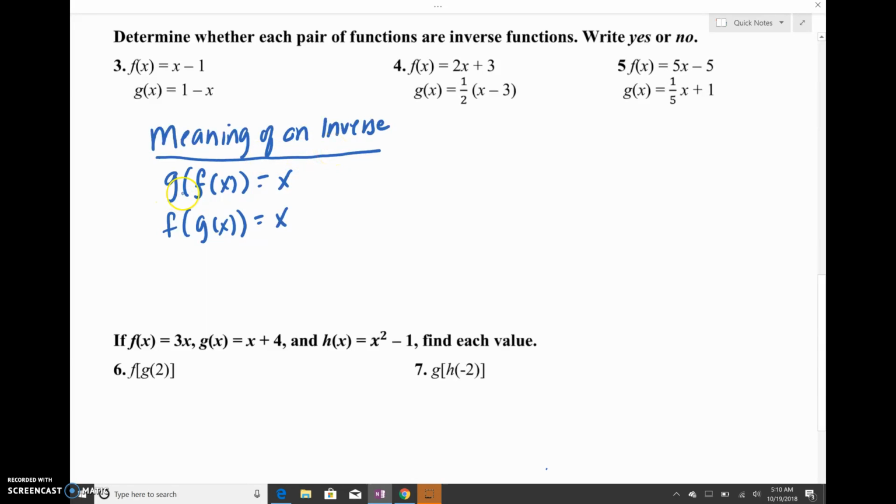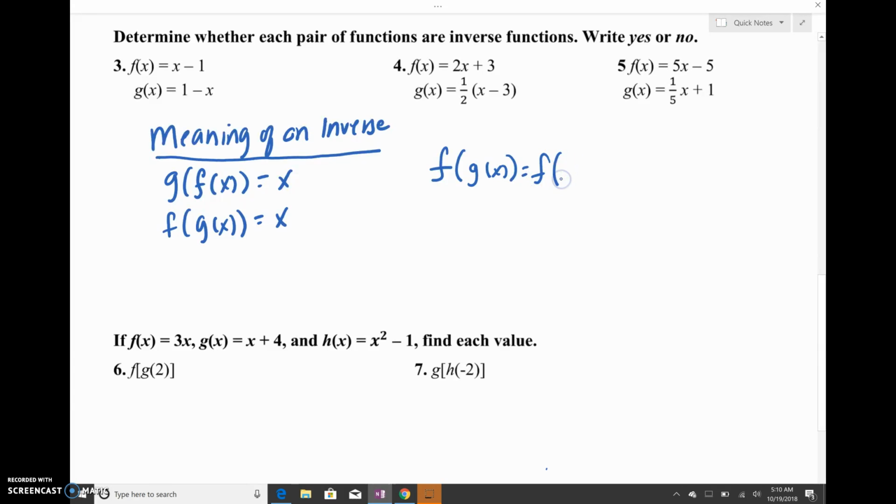that the composition of g of f of x is equal to x, and f of g of x is equal to x. In other words, we have to input each of the functions into the other function, and it has to come out to be x. So let's start off with doing f of g of x.